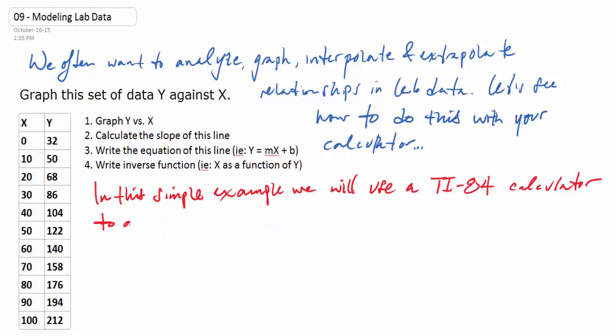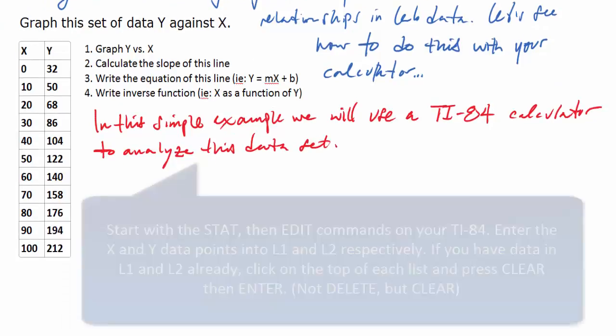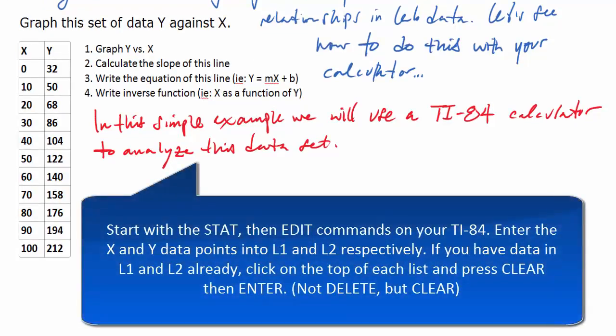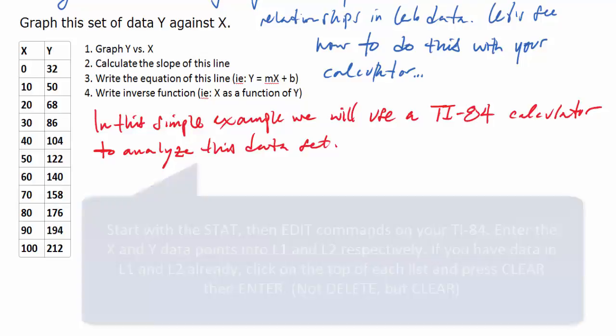So let's get our TI-84 calculators ready and see if we can keep going along with the example that we see here. So let me get out my calculator. We're going to start with the Stat and then Edit commands. Enter the X and Y data points into L1 and L2 respectively. If you have data in there already, just click on the top of each list, press Clear, then Enter. Please don't press Delete, but rather press Clear and Enter.